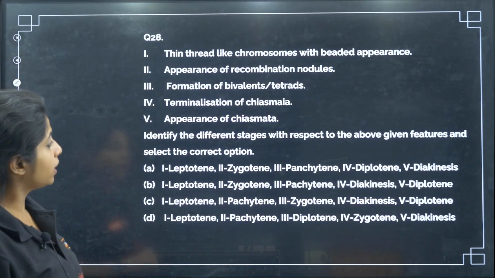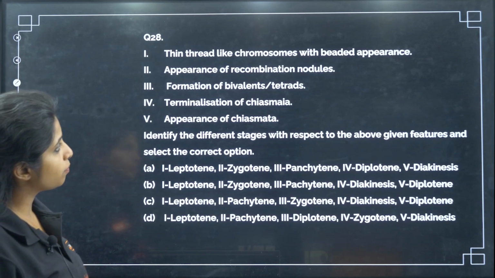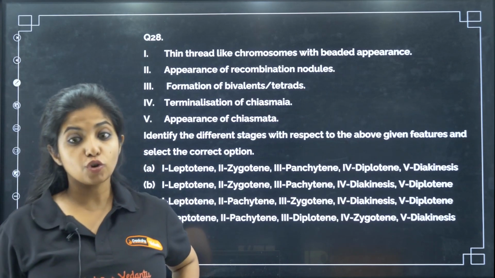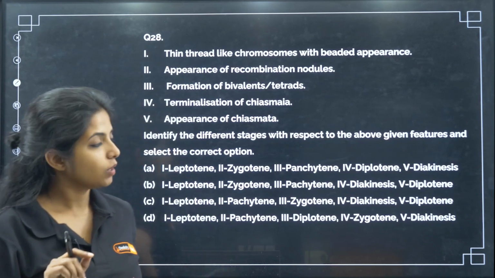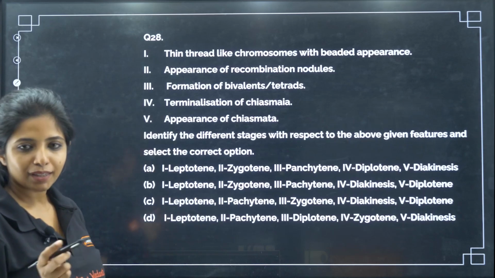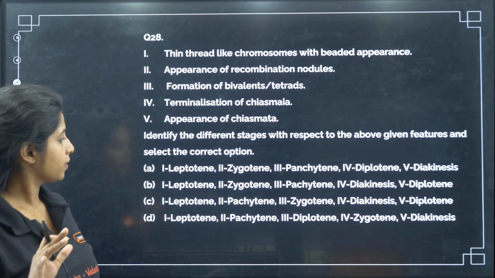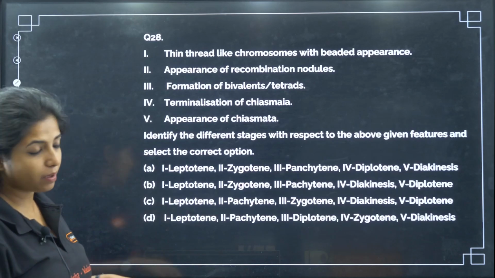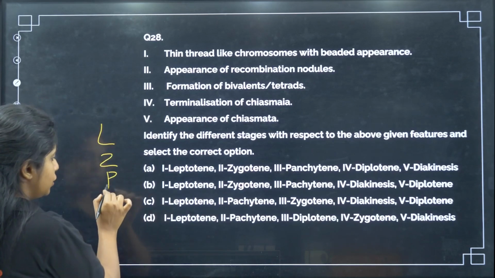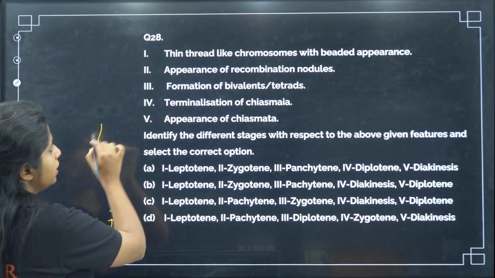Next, 28th question. The thin thread-like chromosome with beaded appearance, that means chromatin is there. Okay, chromatin appears. Where do you see it? Chromatin is still there. Almost, I'll say it is leptotene. Remember, lazy zebra play during day. So it is leptotene over here.